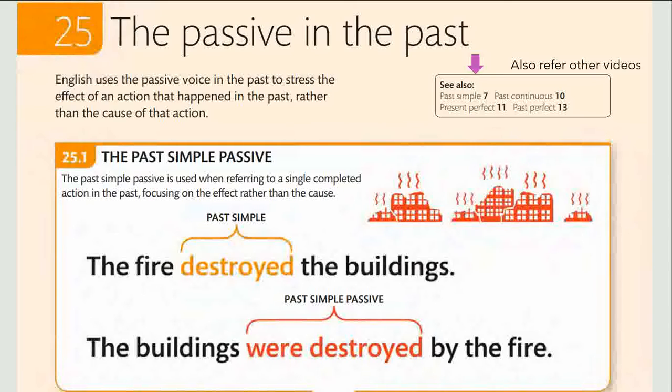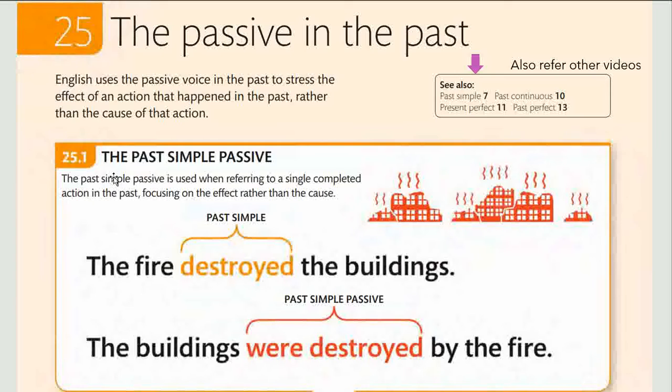The passive in the past. English uses the passive voice in the past to stress the effect of an action that happened in the past rather than the cause of that action. The cause of that action means the person or the subject. Now, to put it in simple words, the focus is mainly on the action, not on the person who did that action or carried out that action.